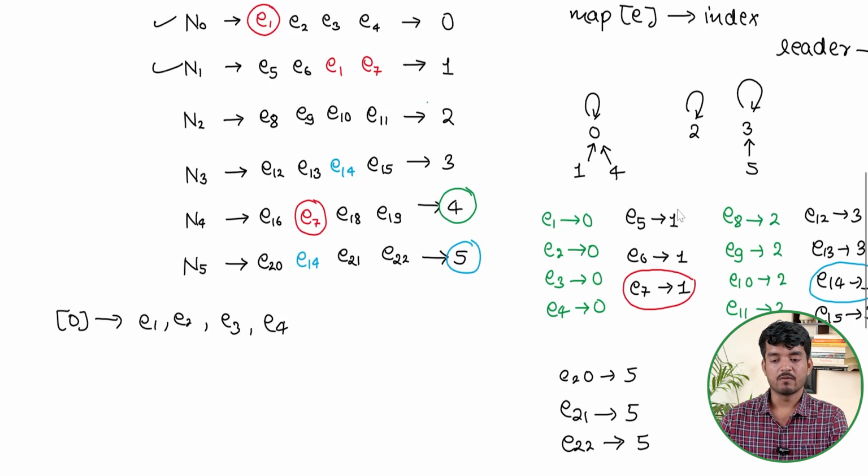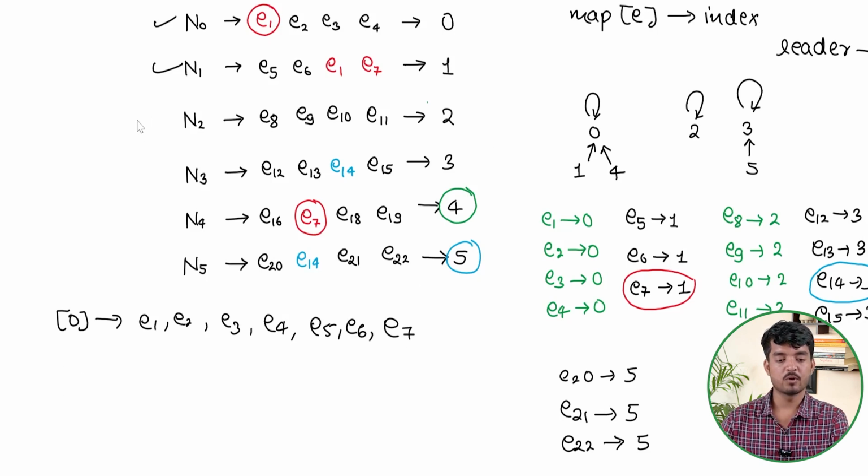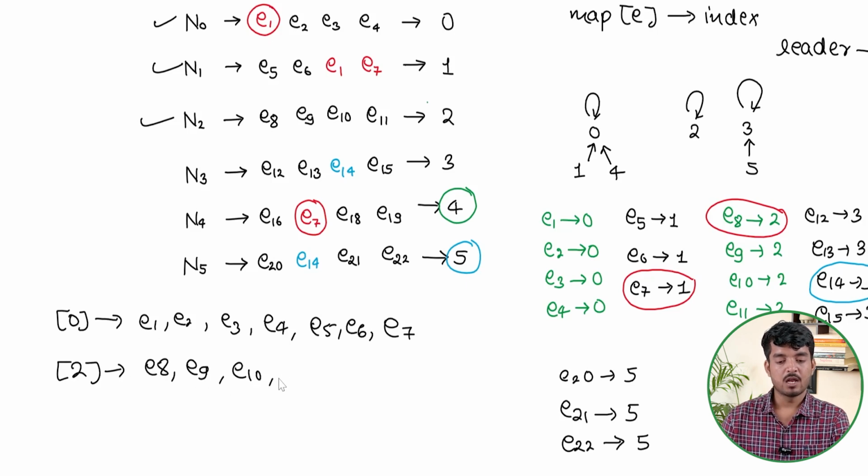The owner of E5 is 1, and 1 basically means this component, and the leader of this component is 0. So I am adding E5 in the value set of key 0. So E5 here, then E6, and E1 is already added. Then E7. Then I will process the next account, which is account 3. The owner of E8 is 2, which is basically this component, and 2 itself is the leader of this component. So with the key 2, I will simply add E8. Then the same goes for E9, E10, E11.